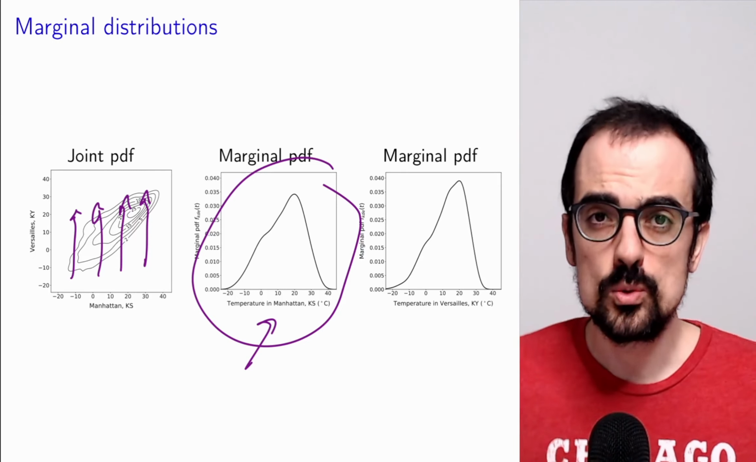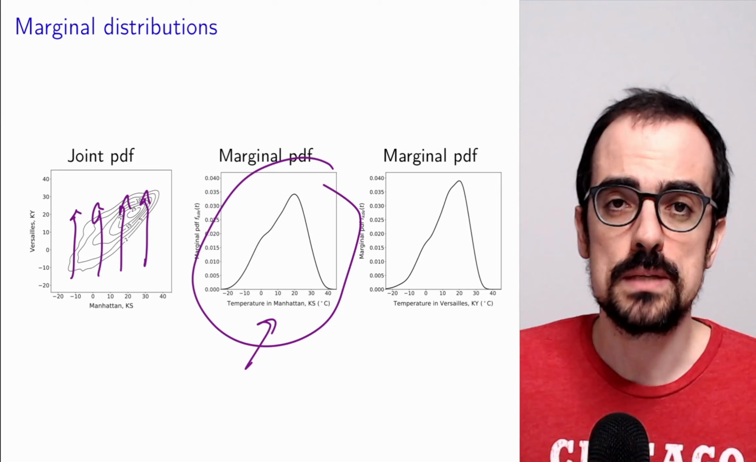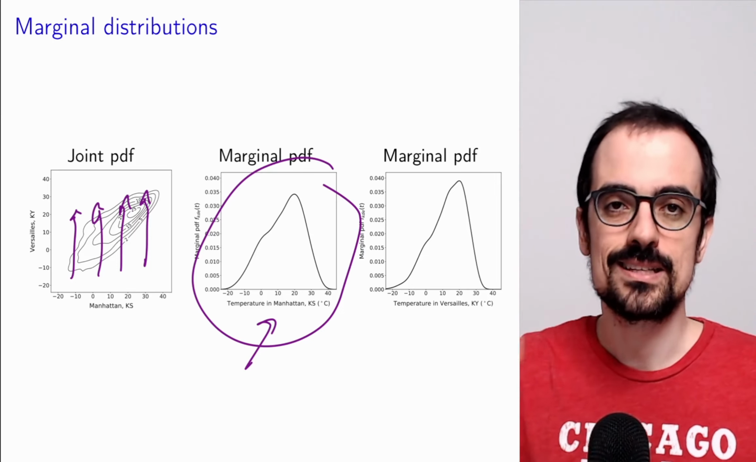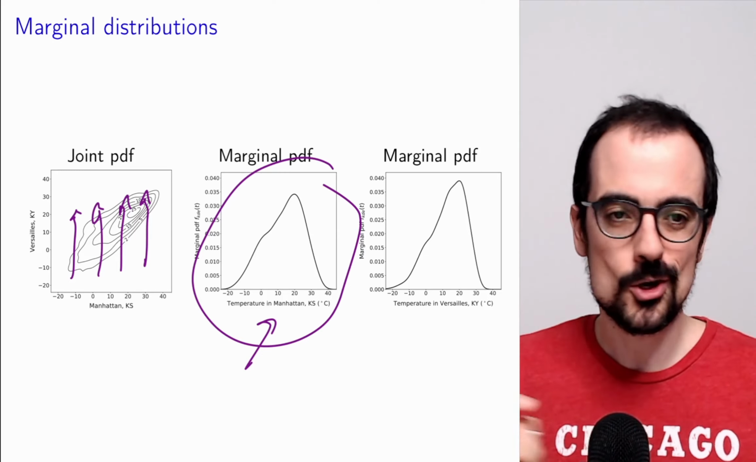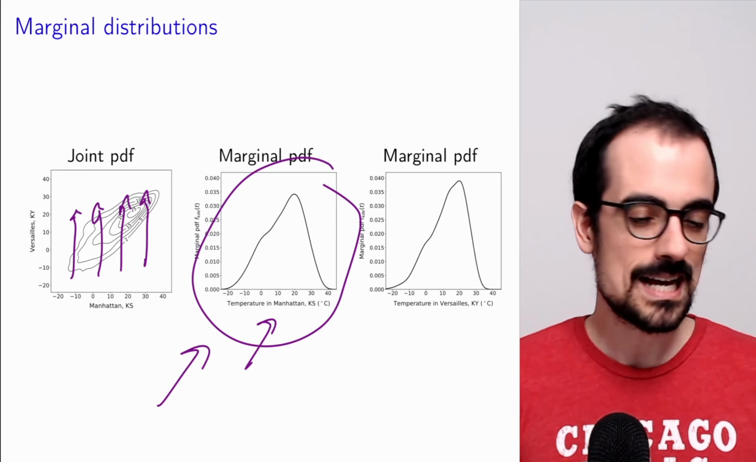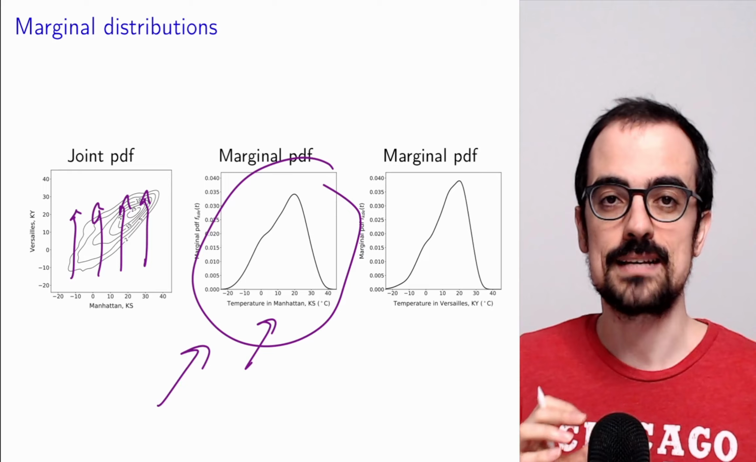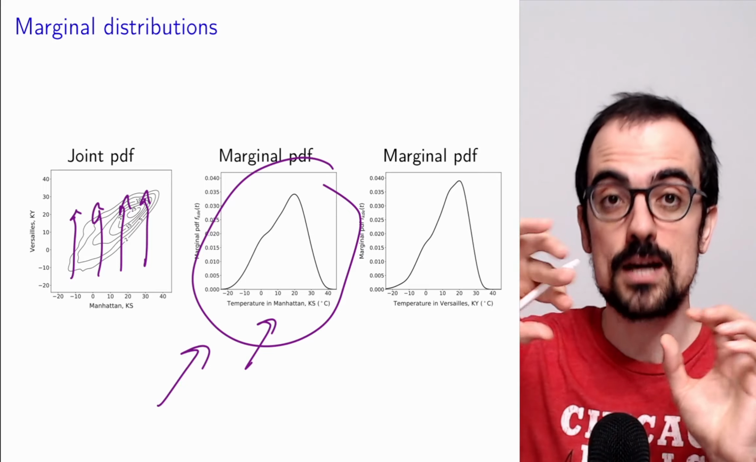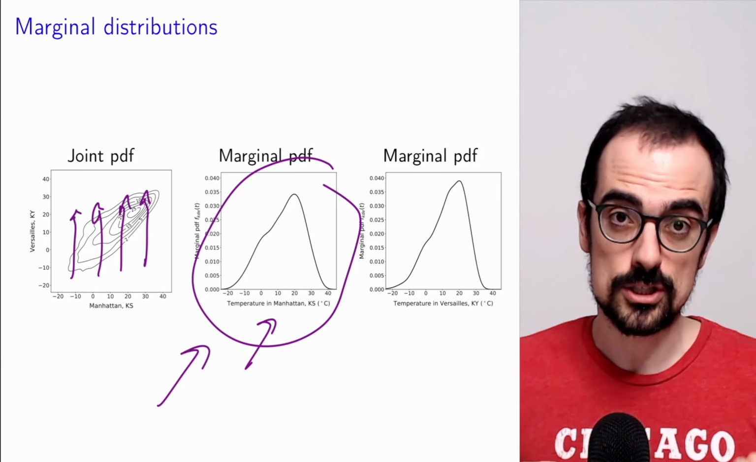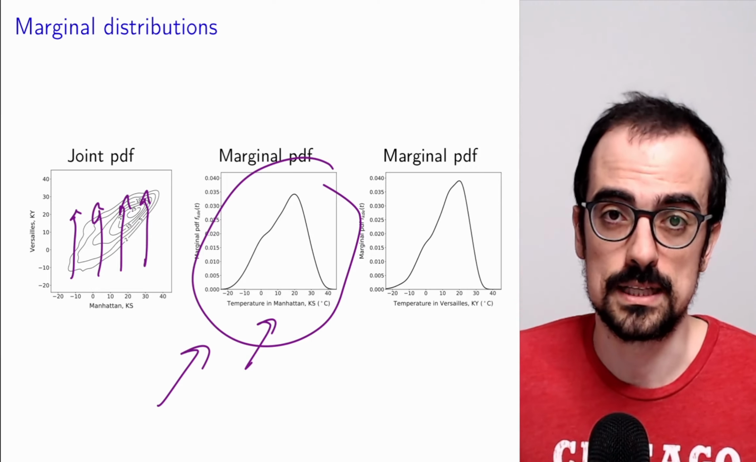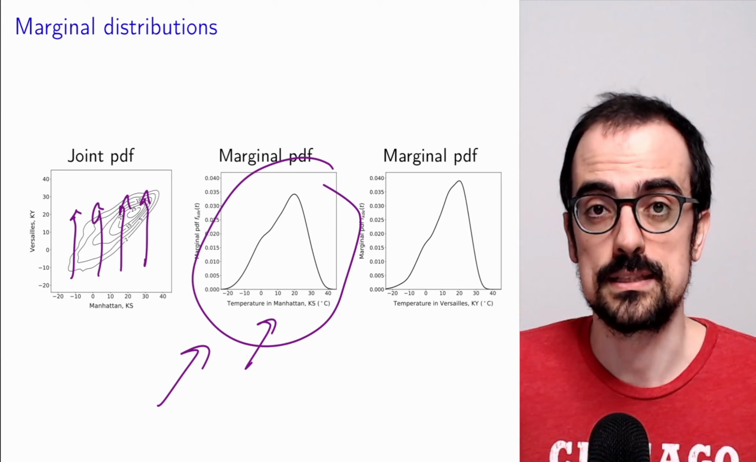Would you actually do this? Would you estimate the joint PDF from data and then integrate to get the individual PDFs? No, you would not. Because as I said a moment ago, you can also think of these as the PDFs of just the temperature in Manhattan. So you could forget about the part of the data point that refers to Versailles, just take all of the temperatures in Manhattan and do 1D kernel density estimation to find that density directly.